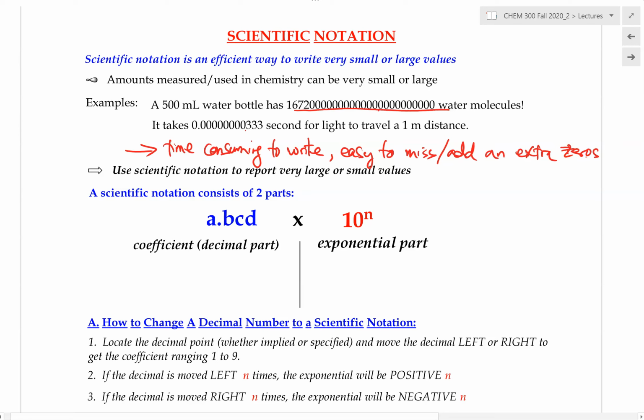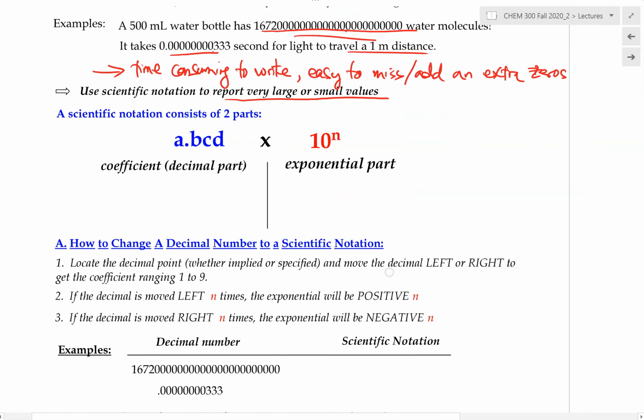And here's another example. It takes 0.00000000333 seconds for light to travel a distance of 1 meter. So that's a very small value. However, these very small or very big values are very commonly seen in chemistry. So that is again the reason why we have to use scientific notation in chemistry, so we can report very large or very small values easily.